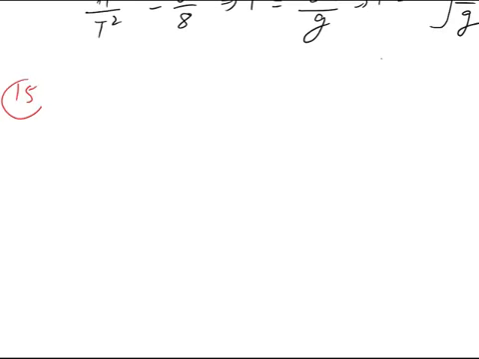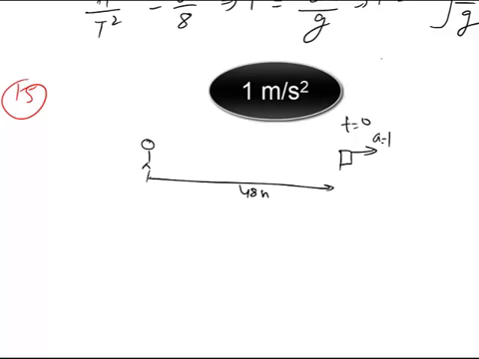Question number 15 says a bus starts from rest with an acceleration of 1 meter per second square. A man who is 48 meters behind the bus starts with a uniform velocity of 10 meters per second. The minimum time after which the man will catch the bus. So the man is here, he is 48 meters behind the bus, and the bus starts at t equals 0 with acceleration of 1 meter per second square. The man is moving with a constant velocity of 10 meters per second.